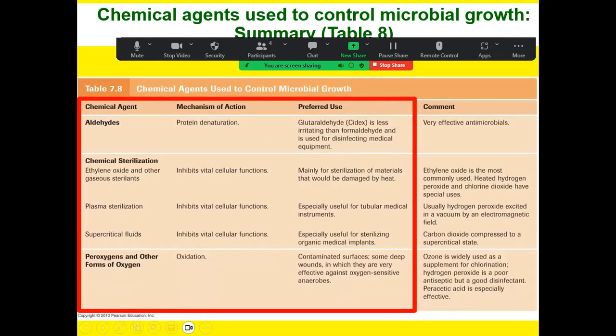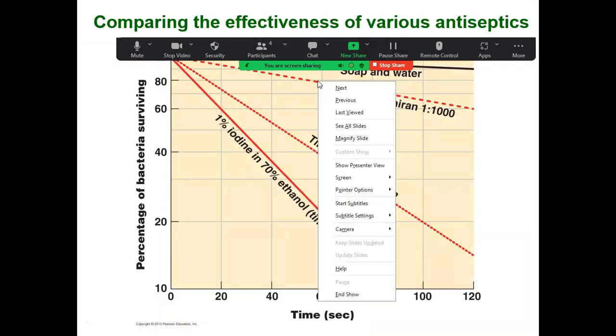I don't think I asked about the aldehydes. You should know about the ethylene oxide. It's a very toxic gas and it's very poisonous to people, but it's very good in the sense that you can kill endospores with it, but it takes a long time exposure. And then peroxygen, like hydrogen peroxide, which you can find in every house, is actually a very good sterilizing agent, and it does kill endospores. Any question about any of that?